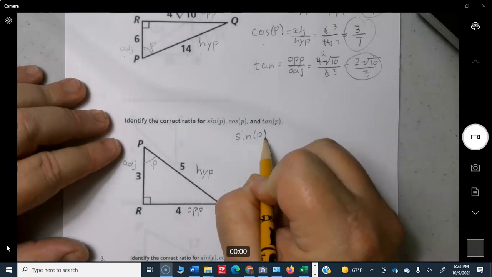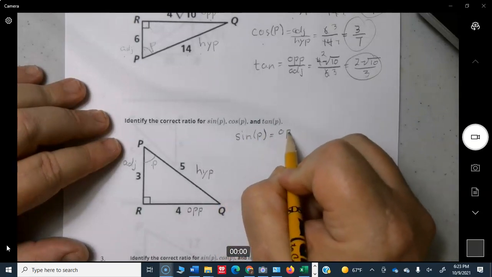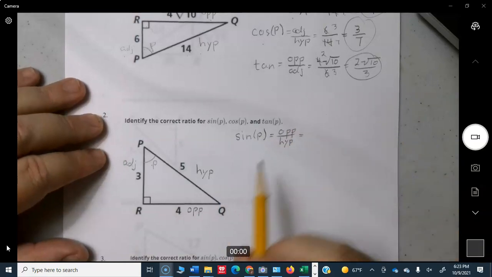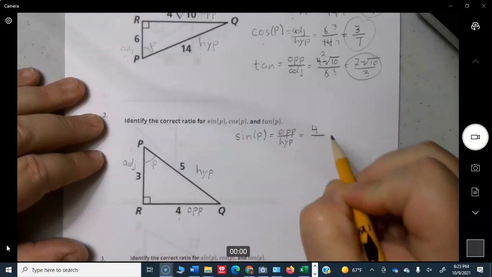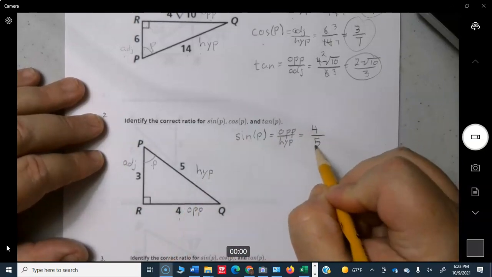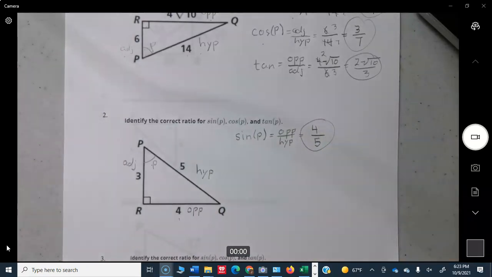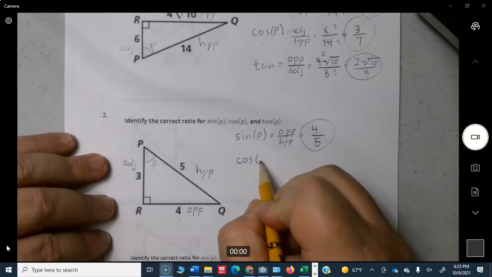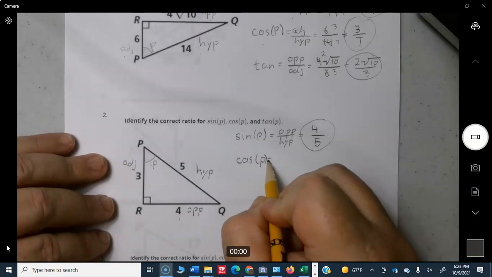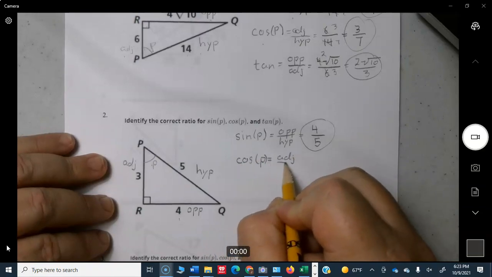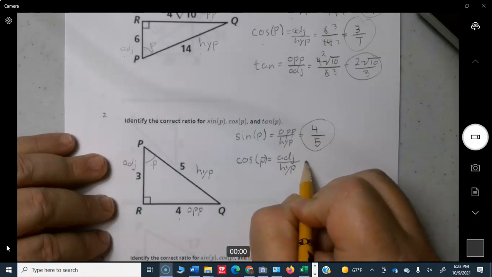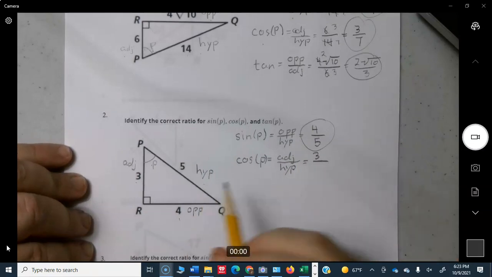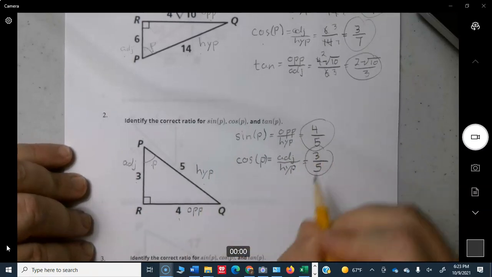Sine P. Okay, and the opposite in this case is 4. And the hypotenuse is 5. You can't reduce that any further, so the sine of P is 4 over 5. Cosine. Okay, the adjacent is 3. Hypotenuse is 5. You can't reduce that, so that's the answer for cosine.